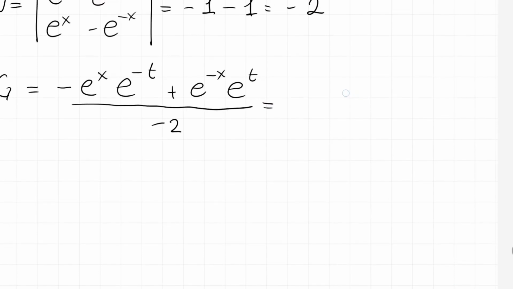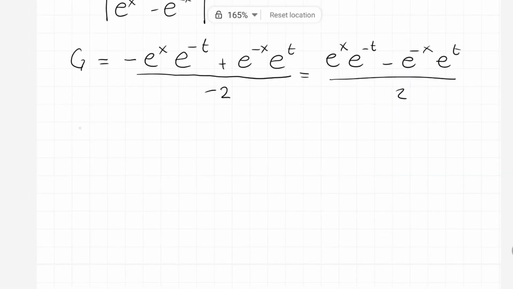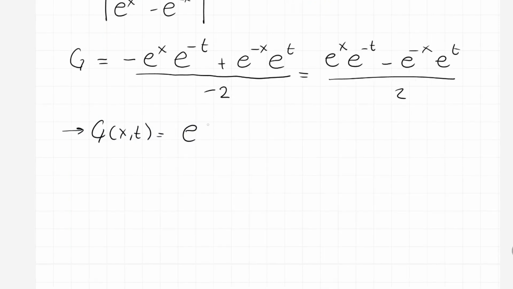So this is going to be e to the x, e to the negative t, plus e to the minus, actually, e to the negative x, e to the t, over 2. And this is, well, g is going to be e to the x minus t minus e to the t minus x, all over 2. That is the Green function for this differential equation.